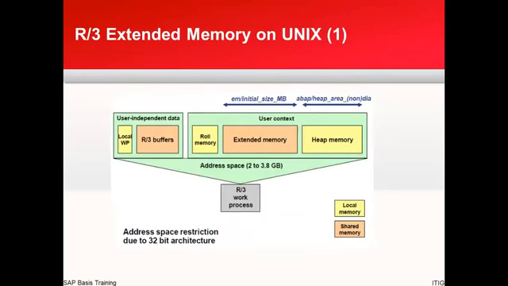Then let's get into the Unix side. In Unix you can see you have local work process. These are the R3 buffers. You have role memory, extended memory, heap memory. Basically this is the user context. Whenever any user logs in, this is the context which is allocated, with its initial size in MB and heap area for diag or non-diag. The summation of this is the user context.